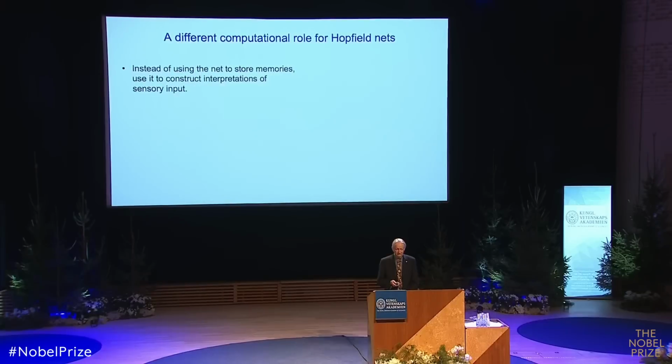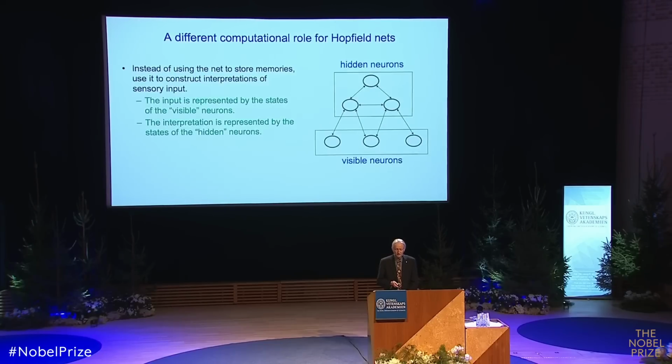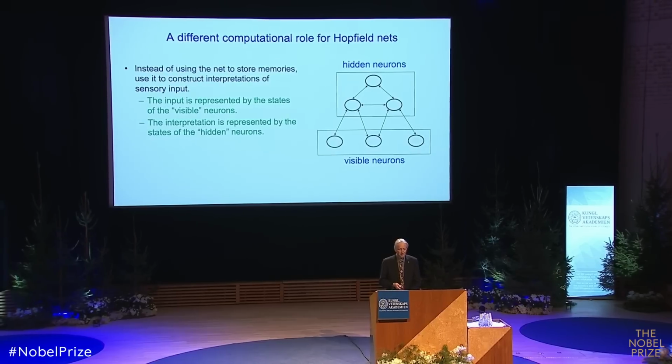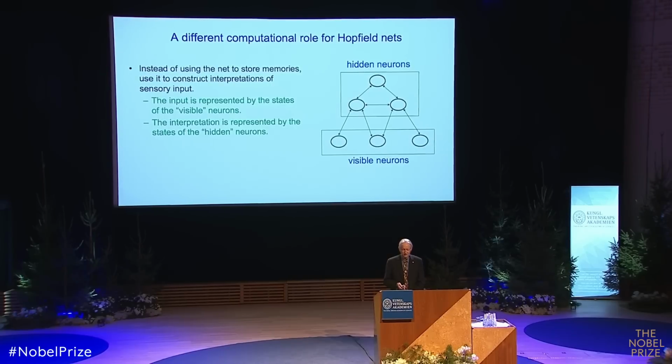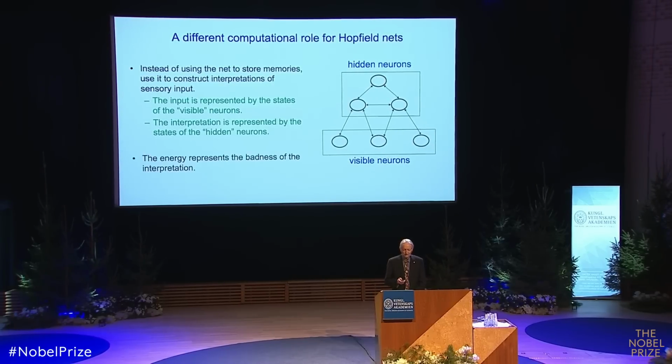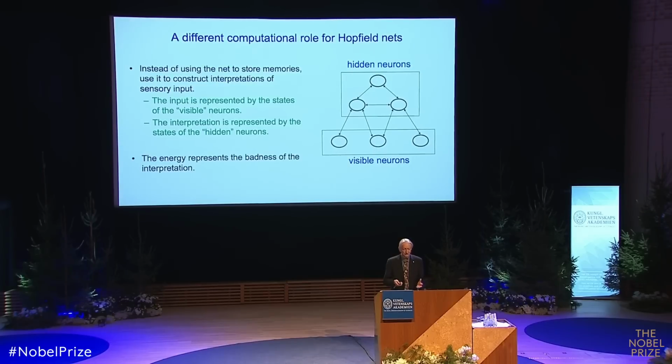Terry Sejnowski and I, Terry was a student of Hopfield's, proposed a different use for these kinds of nets. Instead of using them to store memories, we could use them to construct interpretations of sensory input. So the idea is you have a net. It has both visible neurons and hidden neurons. The visible neurons are where you show it a sensory input, maybe a binary image. The hidden neurons are where it constructs the interpretation of that sensory input. And the energy of a configuration of the network represents the badness of the interpretation. So we want low energy interpretations.